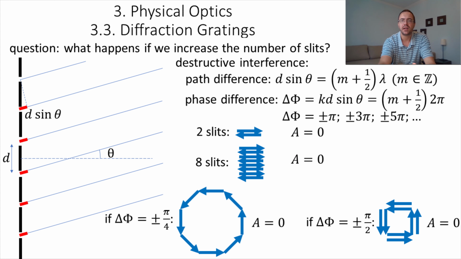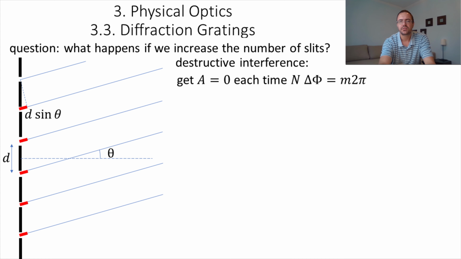And so in fact, for n slits, you can see that the smallest phase difference that will give you 0 amplitude is equal to 2 pi over n. Right? In that case, adding n slits will make you one full rotation, and so the amplitude will be 0. So we will get 0 each time n times delta phi is equal to m 2 pi. That means each time we do a full turn, or 2 full turns, or 3 full turns, and so on. And this can be written as delta phi is equal to m 2 pi over n, with m equal to 1, 2, 3, and so on.